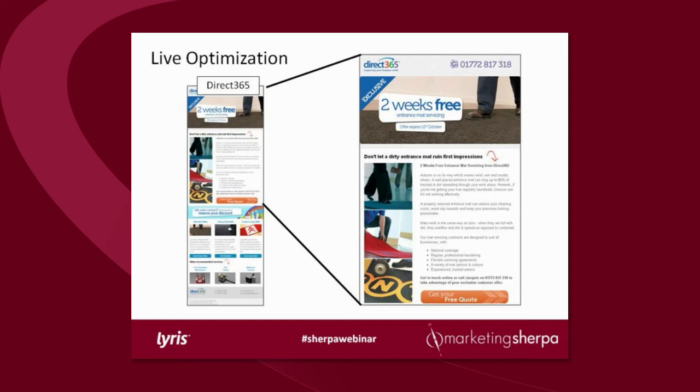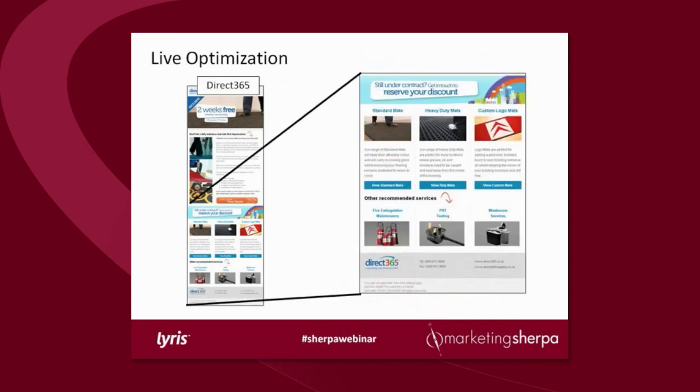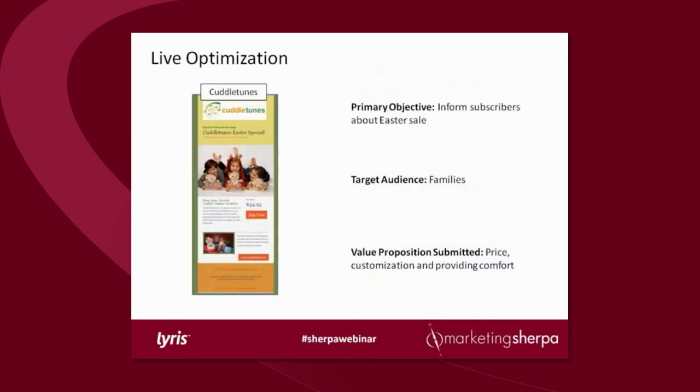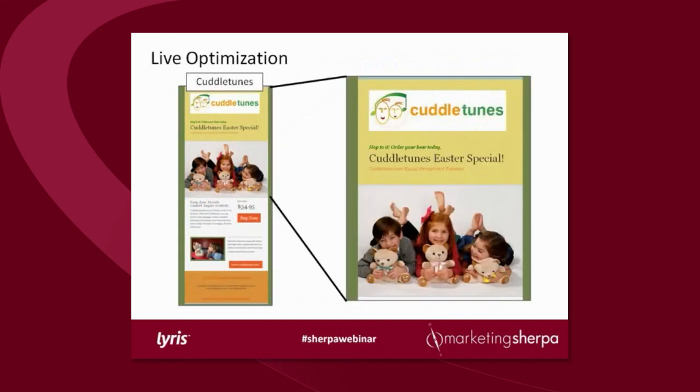That's all right. Let's see. I think we have 2 more minutes. We can maybe go on to one more. Cuddle Tunes. Now that you're an expecting father, you might be interested in Cuddle Tunes. The primary objective is to inform subscribers about an Easter sale. The target audience is families, and the value proposition submitted is price, customization, and providing comfort. So talk to us about Cuddle Tunes.